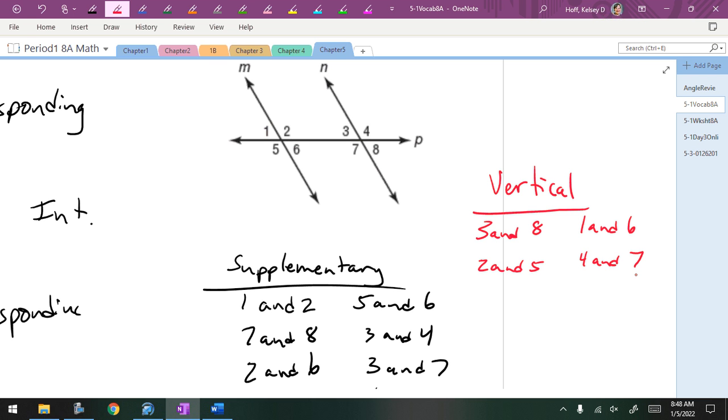Okay, here's the deal. On Alex, they're going to give you a diagram, and they're going to say, tell me a set of alternate interior, tell me a set of alternate exterior, tell me a set of corresponding. You get to pick the numbers this time. You're not going to have any work to show me, but if you want paper to draw your own diagram to trace all on, totally fine. When you are done, find something else to work on.